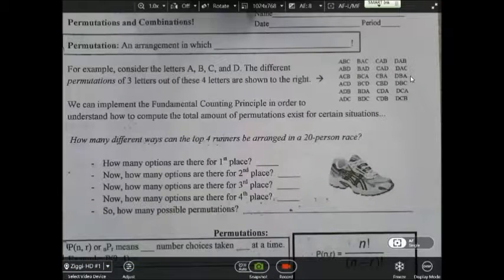Today we're going to be talking about permutations and combinations. We're going to start by discussing a permutation. A permutation is an arrangement of a group of items where the order is important.